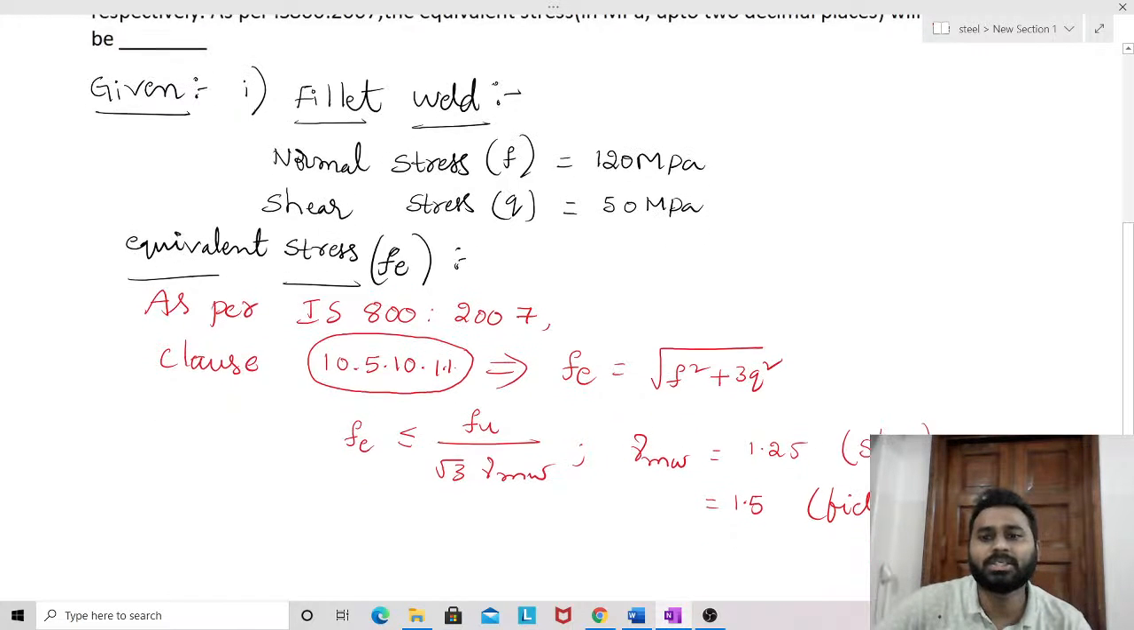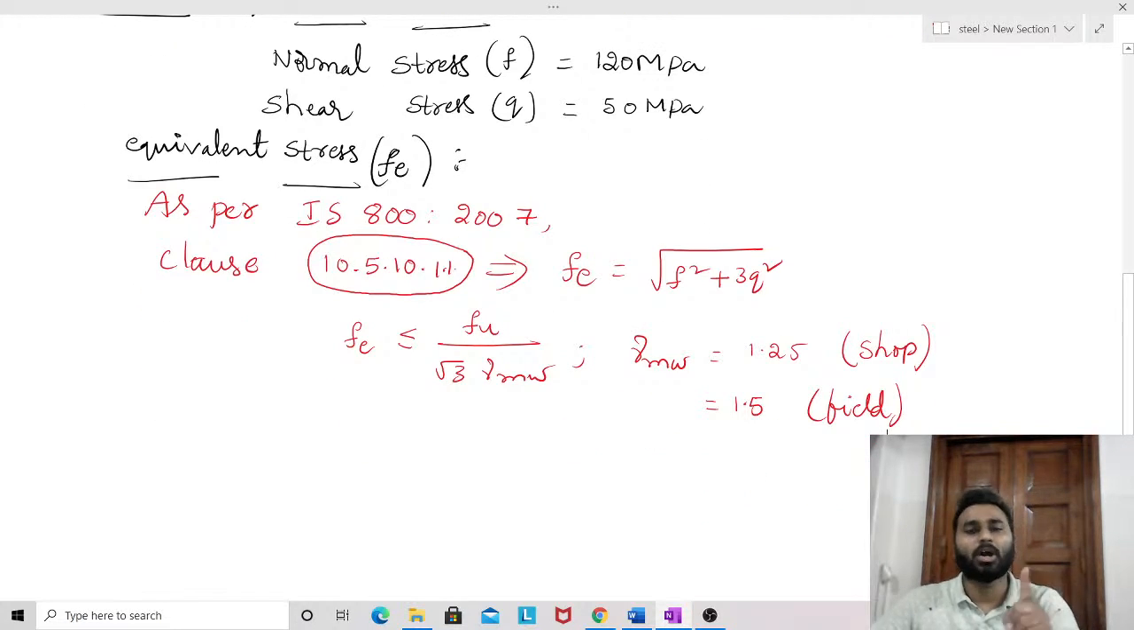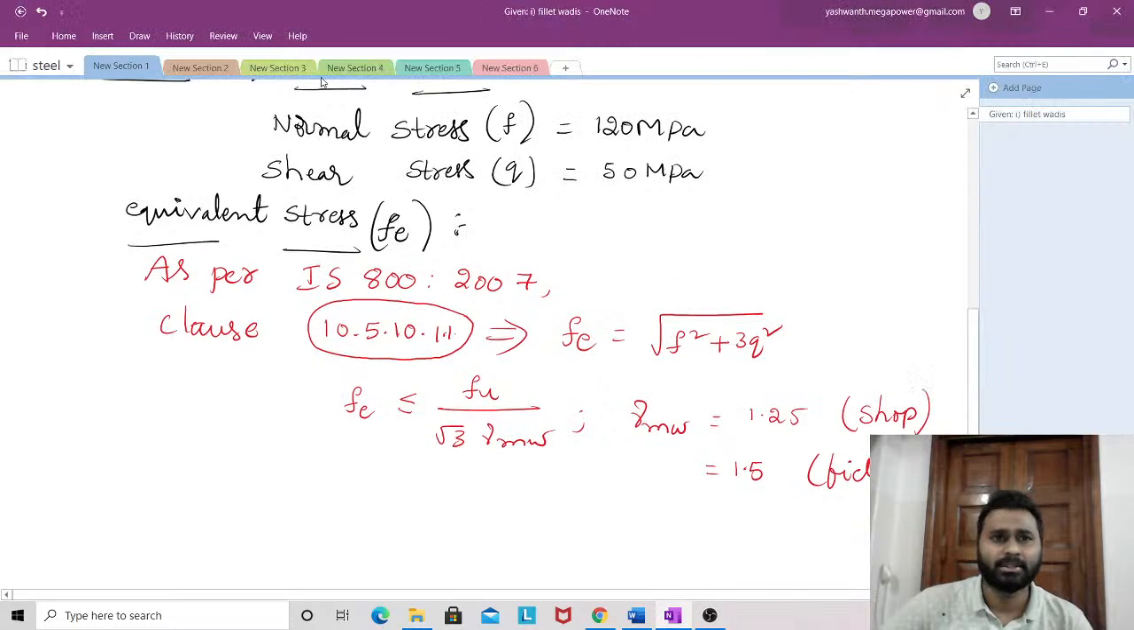So this is about that clause. For solving this question, one needs to have knowledge about this provision. The clause in which this provision was mentioned is 10.5.10.1.1 in IS 800 2007. Is that clear, everyone? Based on this, we can solve this question very easily.